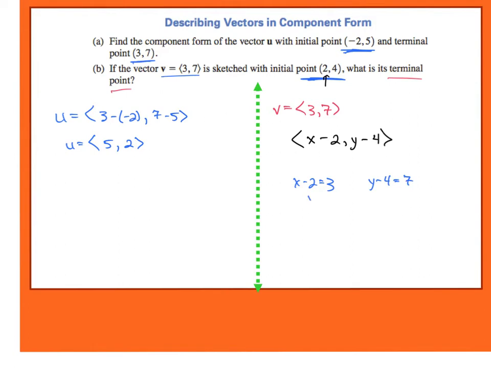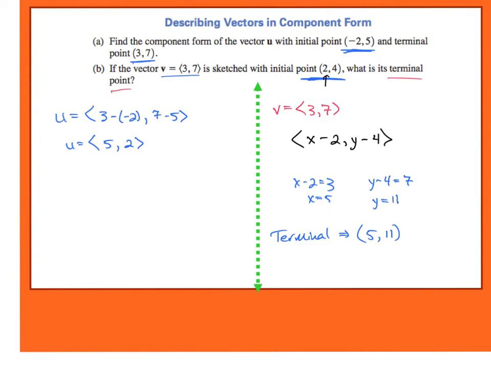Well, x would equal what? 5. And y would equal 11. So my terminal point is what? 5, 11. All right. So you kind of have to work backwards a little bit.